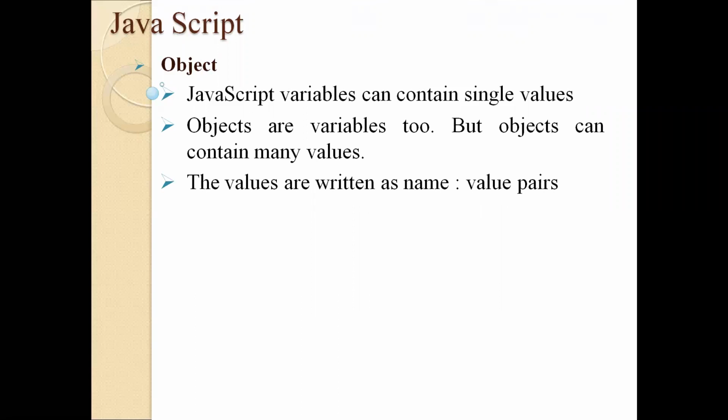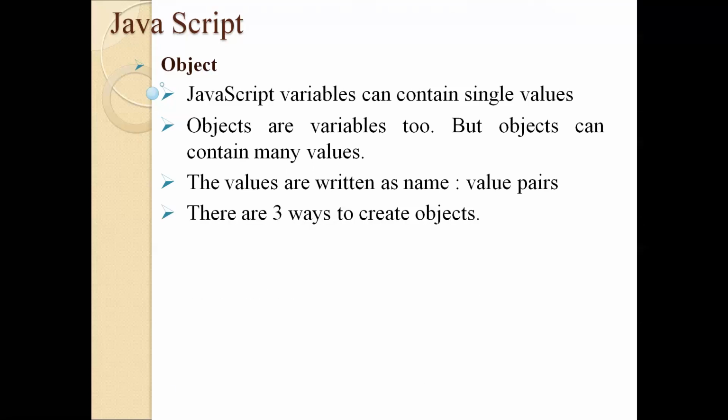The values are written as name value pairs. We can have one name and one value, and then another name and another value, and the next name and the next value. All these things are combined within an object. So an object can have multiple values where each and every value will have some name, right?